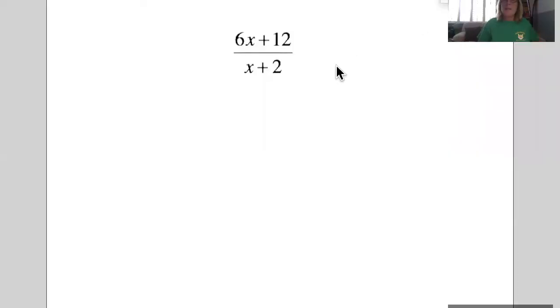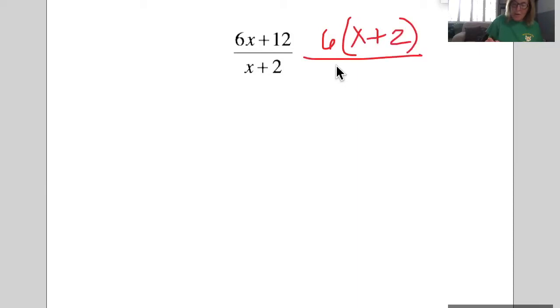So let's look at this rational expression. Right now, it's hard to see the common factor because they're not in factored form. So let's take this numerator of 6x plus 12 and let's factor out a common factor of 6, and then you're left with x plus 2 over x plus 2.